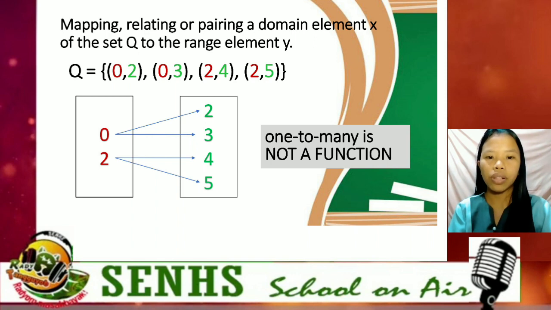The last example, we have Q is equal to the set of (0, 2), (0, 3), (2, 4), and (2, 5). We identify our domain as 0 and 2, and for our range, that is 2, 3, 4, and 5. As we can see, 0 is mapped twice in our range. Also, the number 2 is mapped twice, to 4 and 5. So, this relation is not a function.